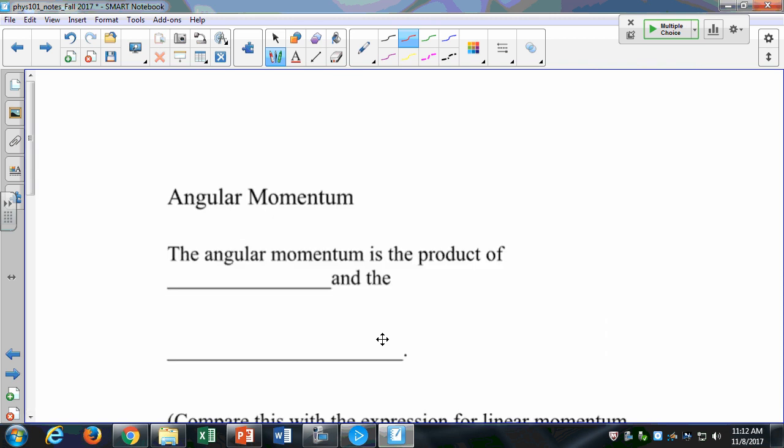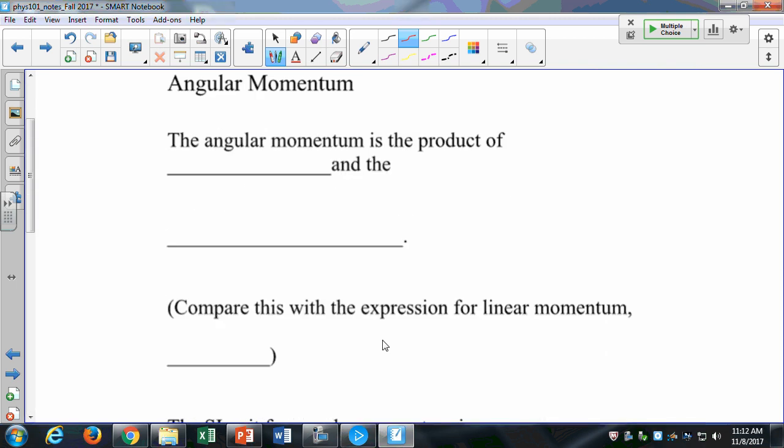Let's look at our last thing, which is angular momentum. So remember, in this chapter, we're recapping every chapter that we've had so far, but putting everything into a rotational frame. The angular momentum, just to remind you, before we dealt with linear momentum. Linear momentum was mass times velocity. It was a vector quantity, and this one will be a vector quantity too. The angular momentum is the product of the moment of inertia and the angular velocity.